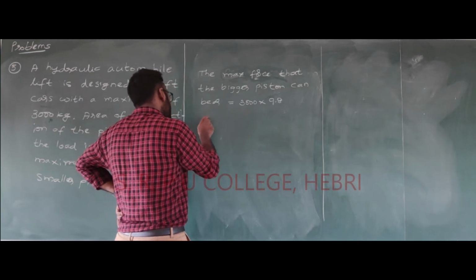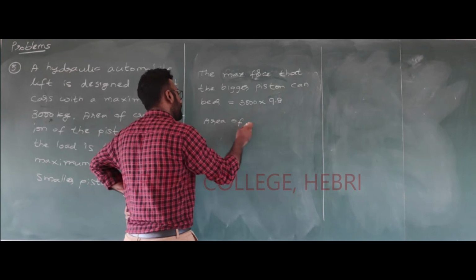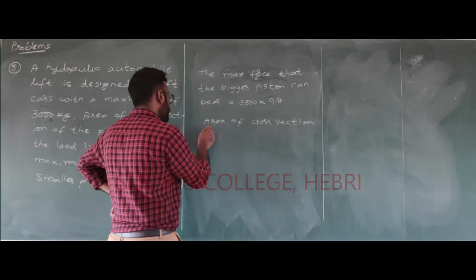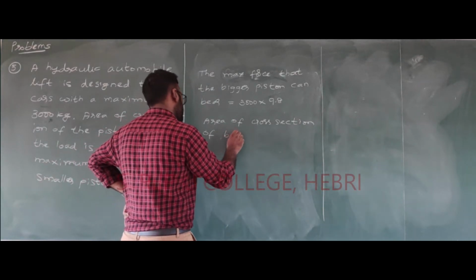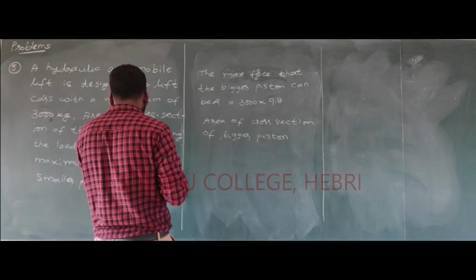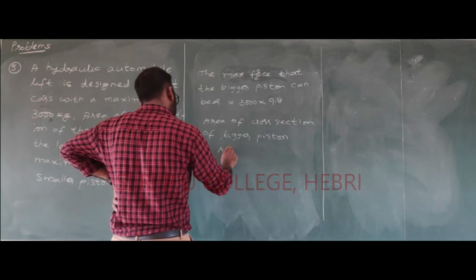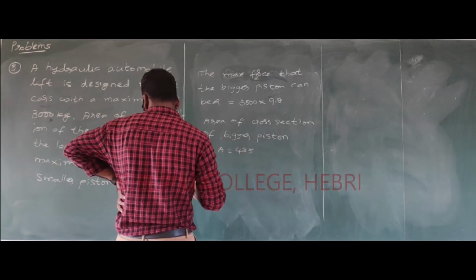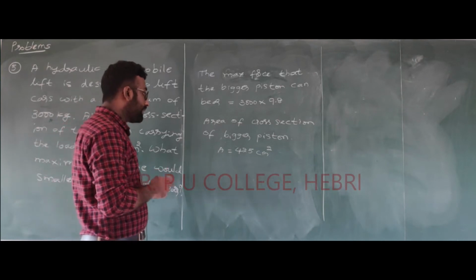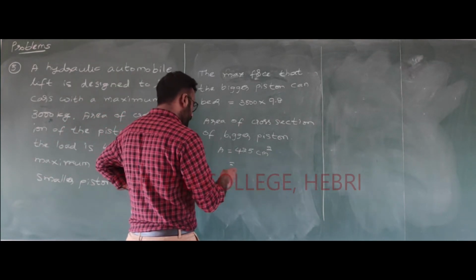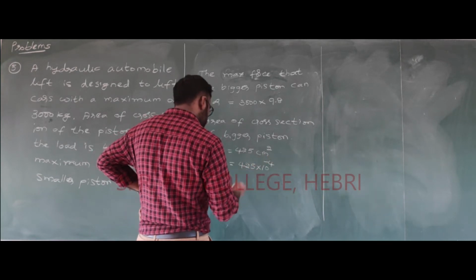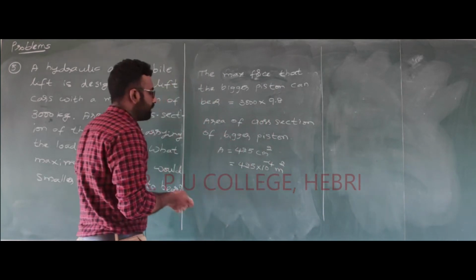Now what is the area of cross section of the bigger piston? That is given, it is equal to 425 centimeter square. Now we have to convert into meter square, so it will be 425 into 10 to the power minus 4 meter square.